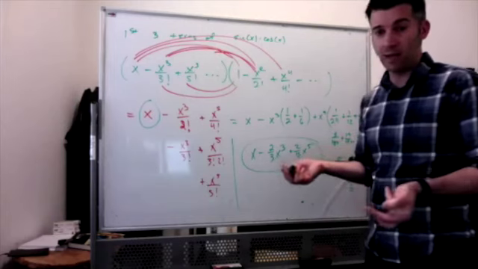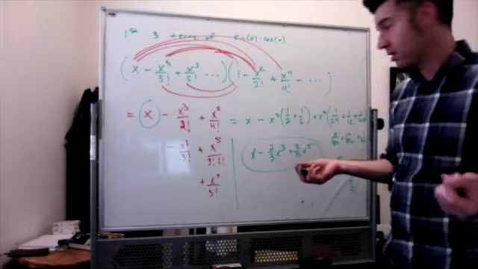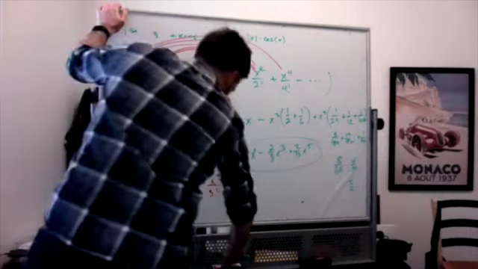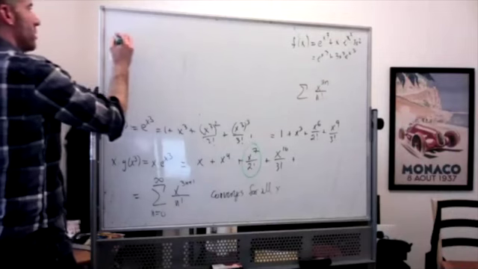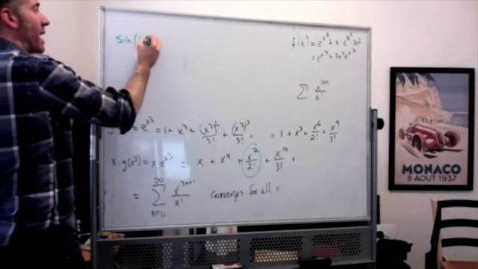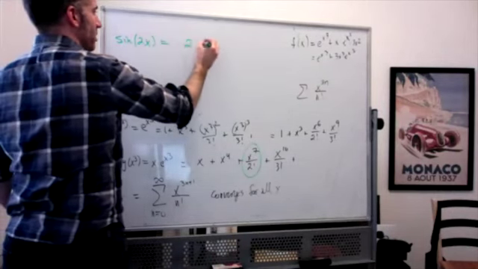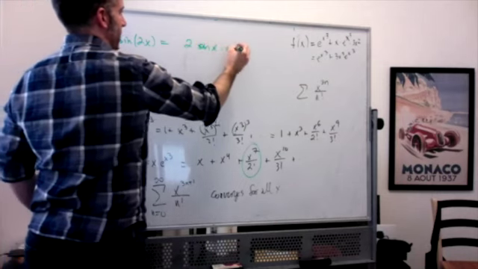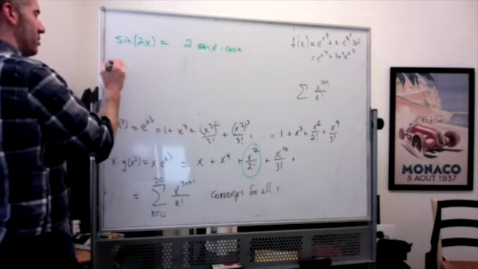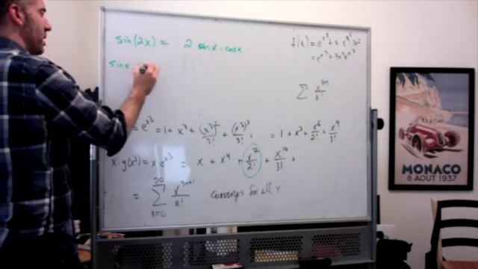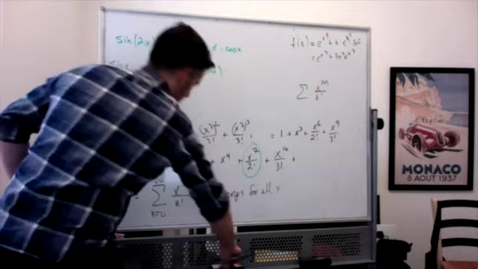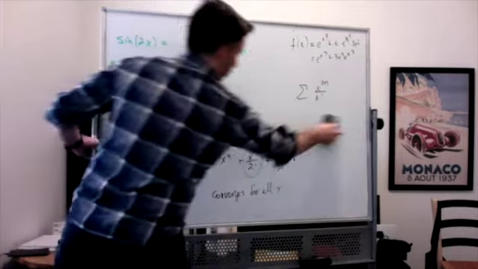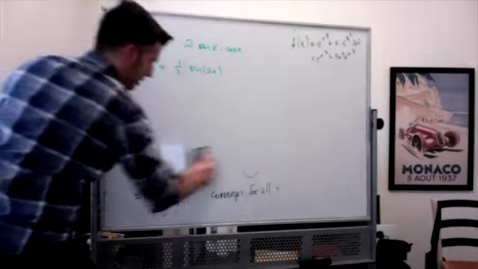But I'll point out that you could also have done this one using a trig identity. Another way we could have attacked this one, and this isn't always an option, but sometimes it is: sine of 2x is equal to 2 times sine x times cosine x. So if I divide both by 2, sine x times cosine x is 1/2 times sine of 2x. And then we can use the Maclaurin series for sine of x, but throw in a 2x.